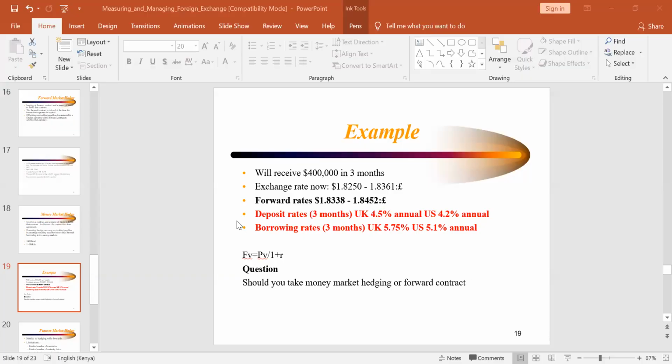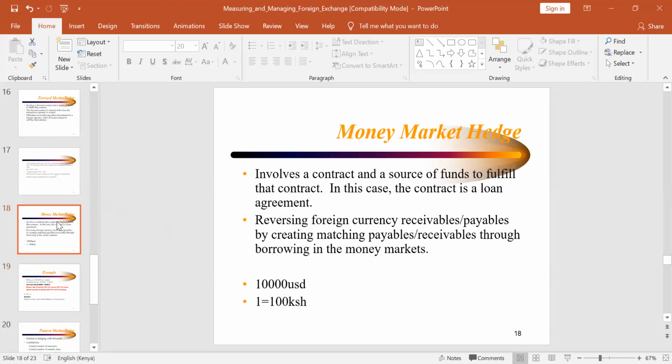So in this case, I think I've given the notes which are clear. That is the example we are taking for money market hedging. With money market hedging, we say that it involves a contract and a source of fund to fulfill that contract. That is where you are creating a receivable or creating a payable. It's reversing foreign currency receivables or payables by creating a matching payable or receivable through borrowing in the money markets. So what you do, you borrow or you put a fixed deposit. So that is what we call money market hedging.